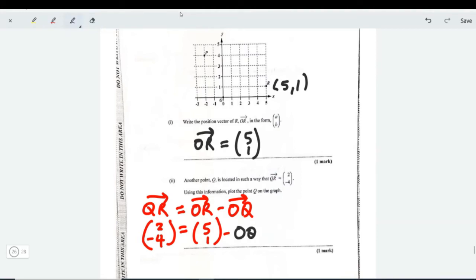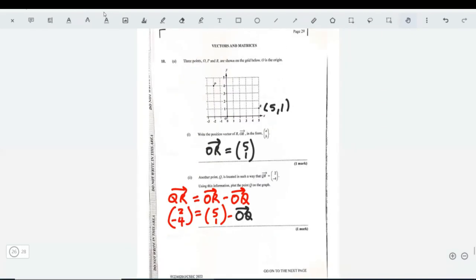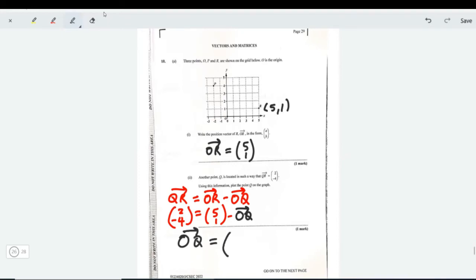So if we make vector OQ the subject, we bring OQ to the left and bring (2, -4) to the right. I'm just going to zoom out for a second so we can write on the screen. So vector OQ is equal to (5, 1) minus (2, -4). Now 5 minus 2 is 3, and 1 minus negative 4, minus and minus become plus, so that's plus 4. 4 plus 1 is 5. So OQ is the point (3, 5). We put (3, 5) on our diagram: X is 3 and the Y value is 5, so it's somewhere right there. That is point Q.